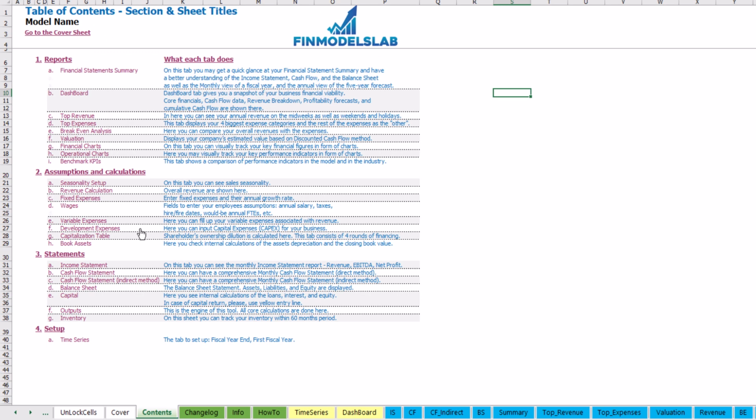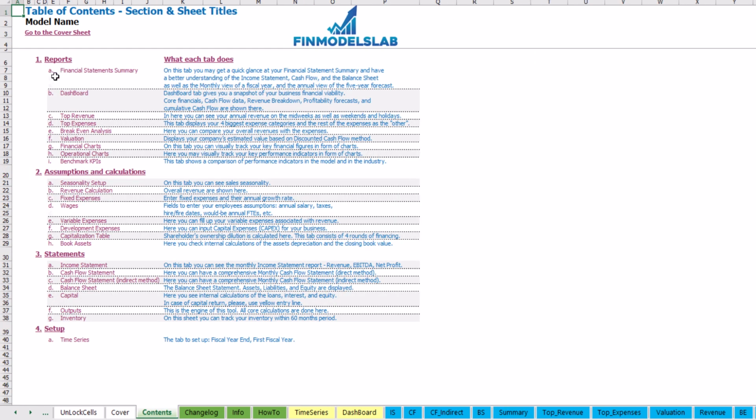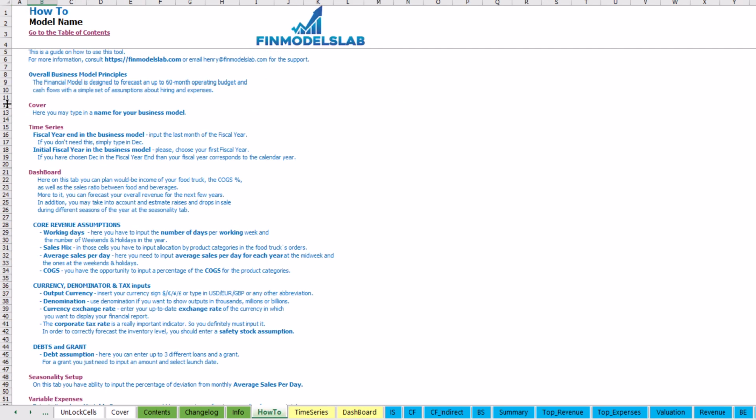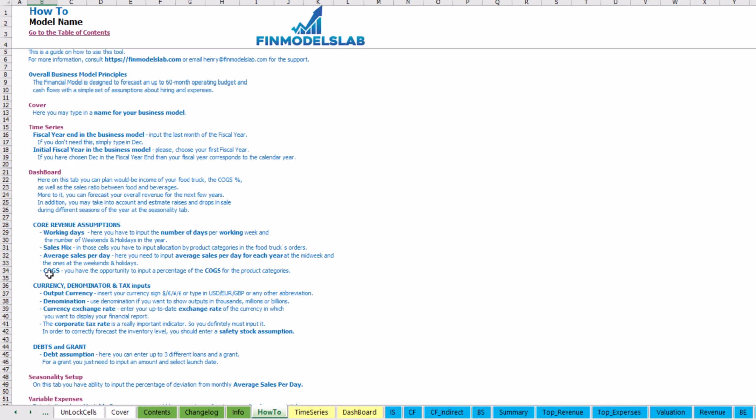Additionally, you have the Contents tab, which allows you to navigate across the model very simply. So you may click on any report and you can go back. It is broken down by reports, assumptions, statements, and setup. There is a short explanation about what each tab does, but if you want to know more, you can go to How To and see a more detailed explanation of what each tab does and what inputs and outputs you may find on each sheet.